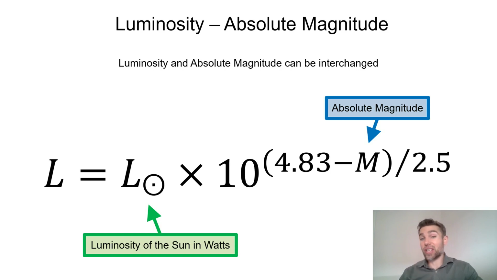And we might have it in radius or mass. In this case here, it's luminosity. So that's the luminosity of the sun in watts. And if we then multiply that by 10 to the power, and in brackets you've got 4.83 minus the absolute magnitude of the star, divided by 2.5, we then get the luminosity of the star. That can basically be interchanged. So if you want to convert between the two, that's one way of doing it. And if you want to do the other way around, then just rearrange it.